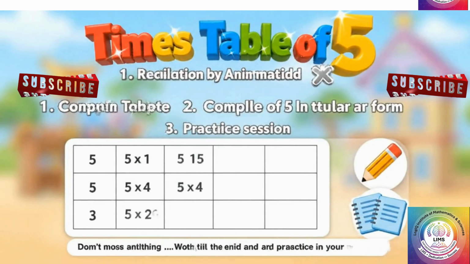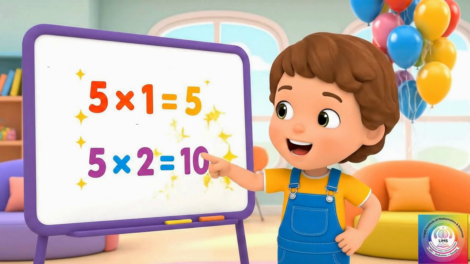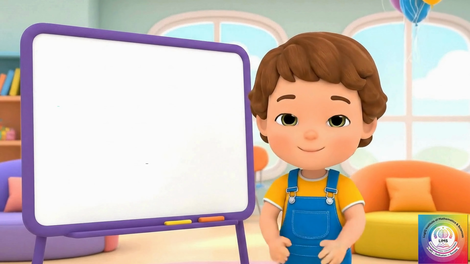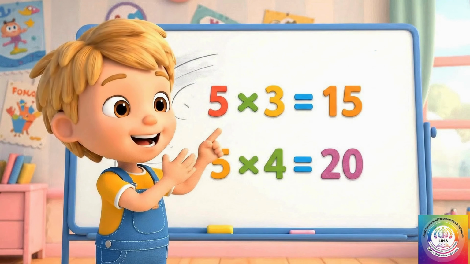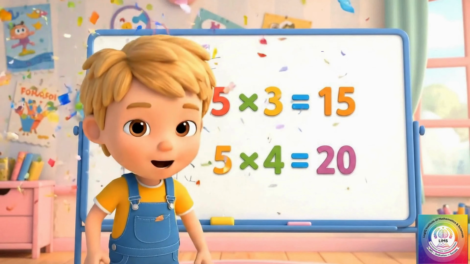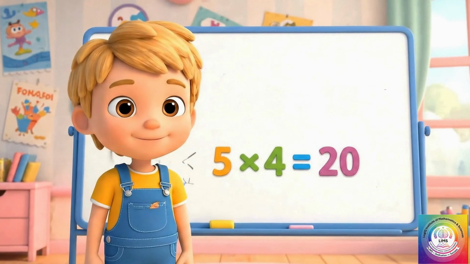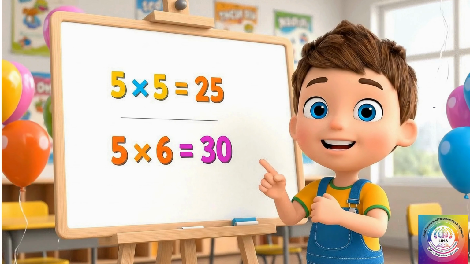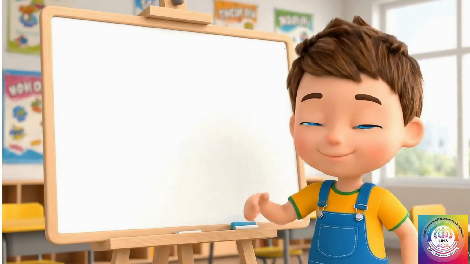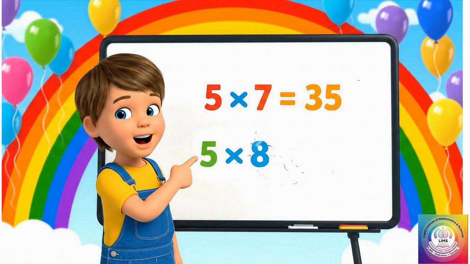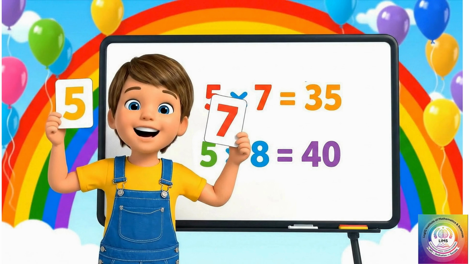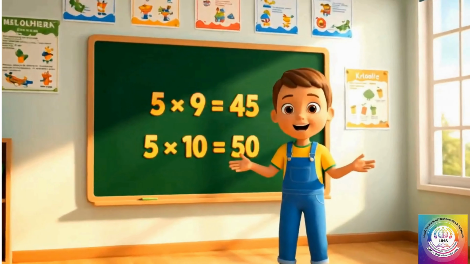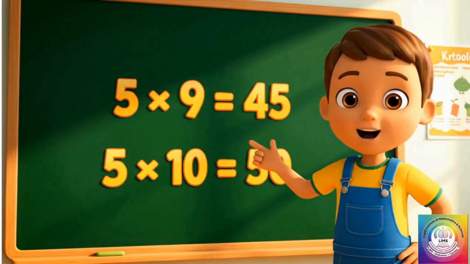Let's recite and learn. 5 ones are 5. 5 twos are 10. 5 threes are 15. 5 fours are 20. 5 fives are 25. 5 sixes are 30. 5 sevens are 35. 5 eights are 40. 5 nines are 45. 5 tens are 50.